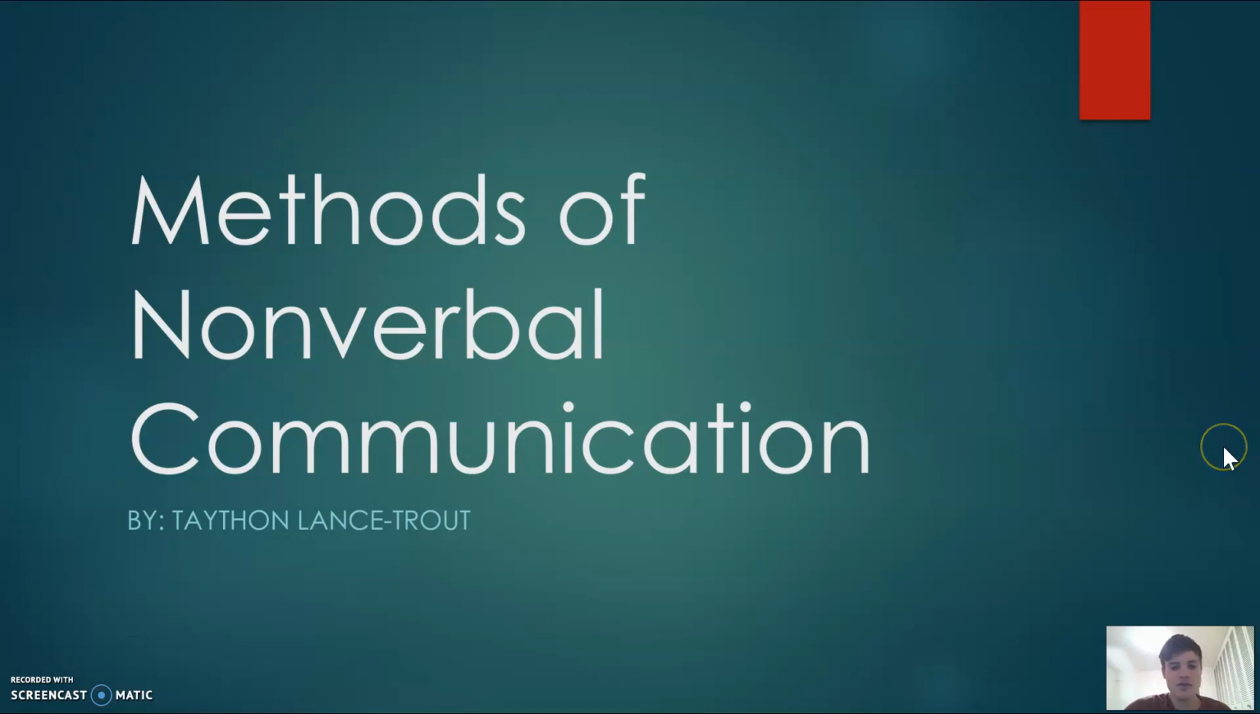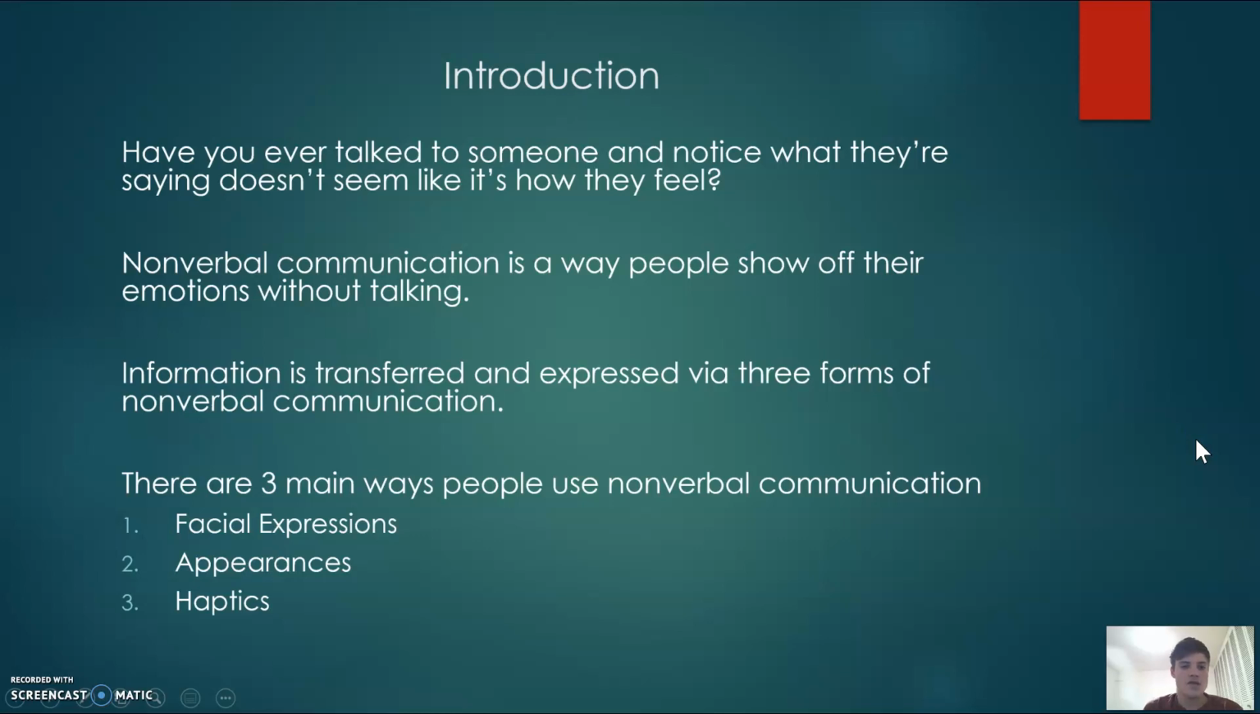Today, I'm going to be going over the methods of nonverbal communication. If you ever talk to someone and notice what they're saying doesn't seem like it's how they feel, this is because of nonverbal communication. Nonverbal communication is a way people show off their emotions without talking, and oftentimes they won't realize it. Information is transferred and expressed via three forms of nonverbal communication. The three main ways people use nonverbal communication are facial expressions, appearances, and haptics.